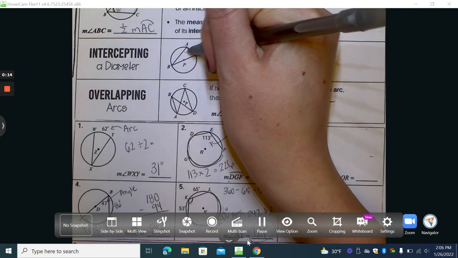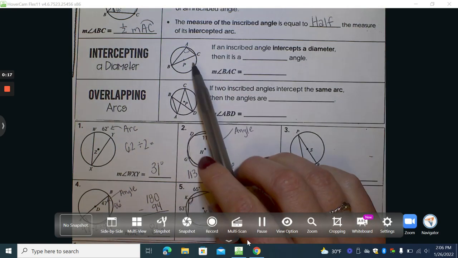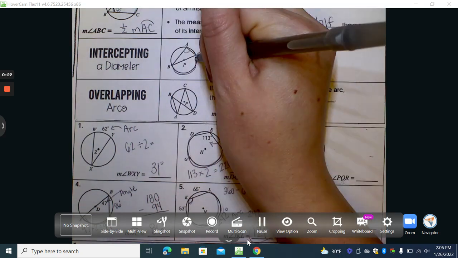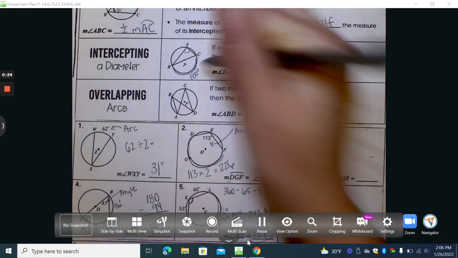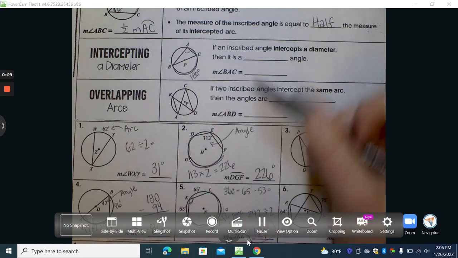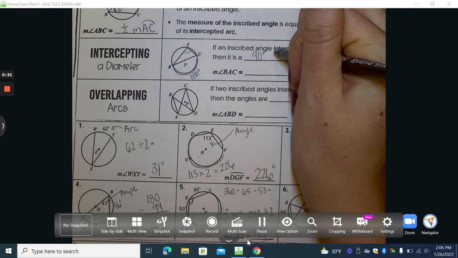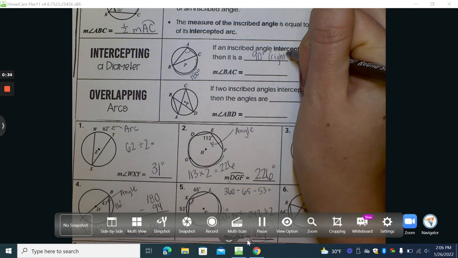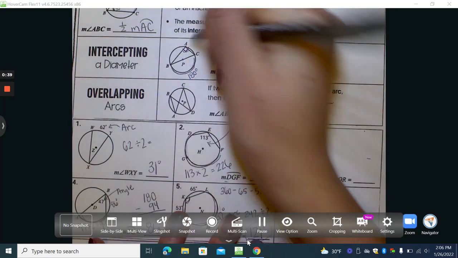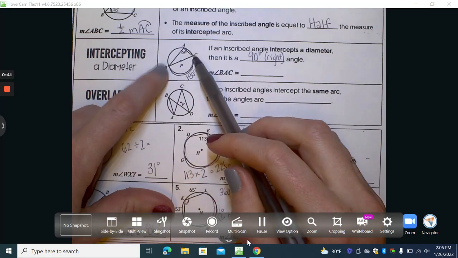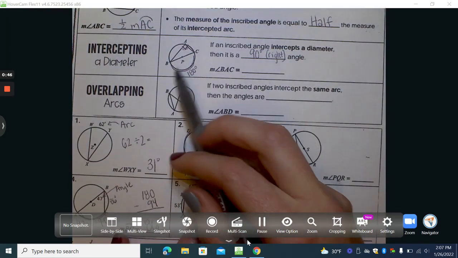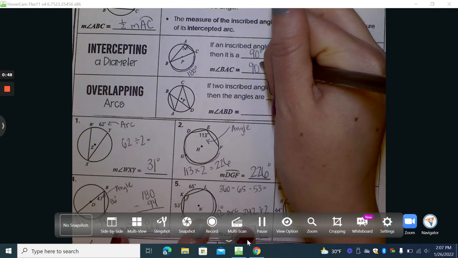In other words, this angle right here, if it's essentially opening up to a diameter, well, that whole arc here is 180 degrees. So if I were to divide that by 2 to get my angle, I would get a 90-degree angle. It's a right angle. So this is actually a right angle if my angle essentially opens up to a semicircle, 180 degrees. So the measure of angle BAC is 90 degrees.